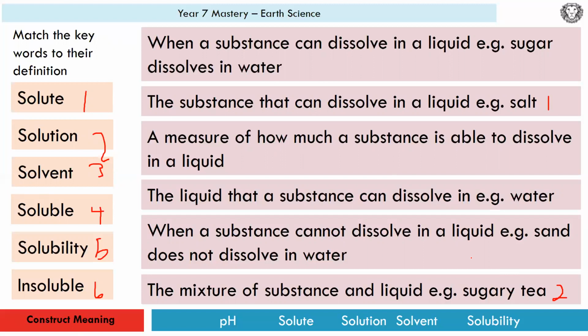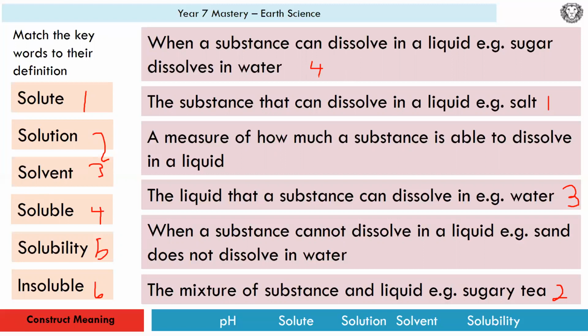Number 3, a solvent. So this is a liquid where the substance can dissolve in, i.e. water. So that's number 3. Number 4 is soluble. So this is the ability for something that can dissolve. So when a substance can dissolve in a liquid, i.e. sugar dissolves in water, it means it's soluble. So a substance is able to dissolve. So that would be number 4.